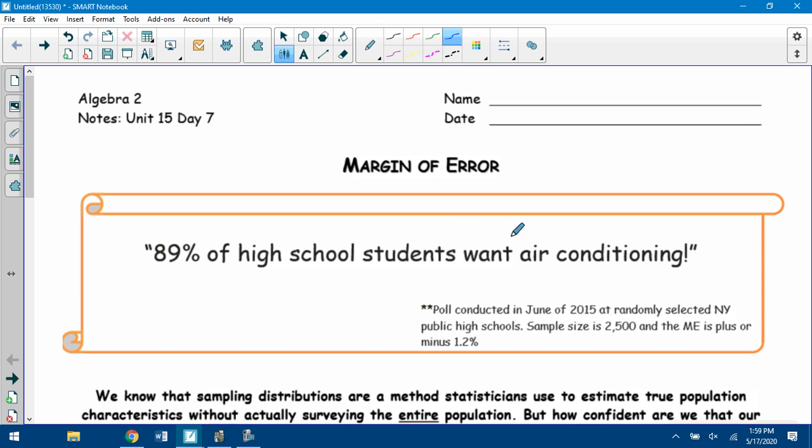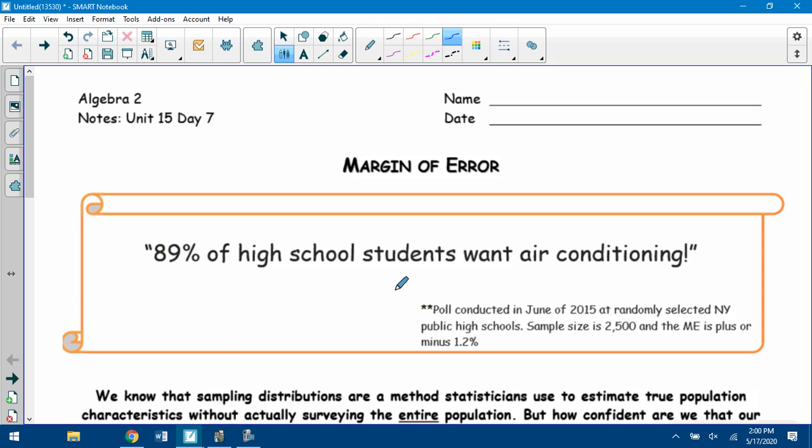89% of high school students want air conditioning. But then you got to read the fine print. The fine print says the poll conducted in June of 2015 at randomly selected New York public high schools. Sample size is 2,500 and the margin of error is plus or minus 1.2%. Now, first of all, what do you think about this study? You got to evaluate it and say, is that a good study?